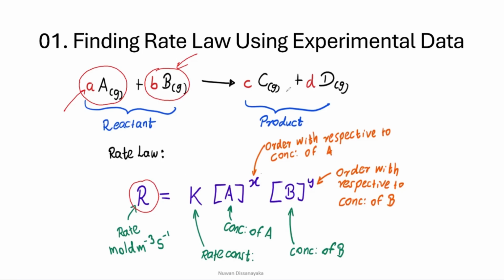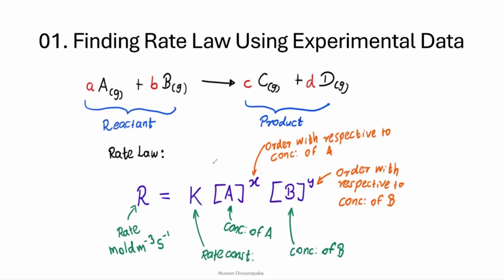And the speed of this reaction mainly depends on the concentration of reactants. There are other factors also. Those factors are hidden inside this rate constant. For now, we are talking about how this rate is affected by the change in concentration of both A and B. And how they affect the rate of the reaction is different, because different reactants have different effects on the rate of the reaction.